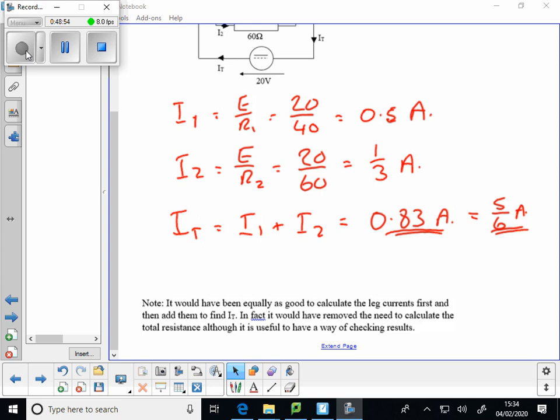I mean, that rounding there won't matter in a final answer, but if you're using that current in another significant calculation, particularly if you're multiplying it by a big number, a high voltage in terms of calculating the power, then that could make a significant difference compared to using 5/6. All right.